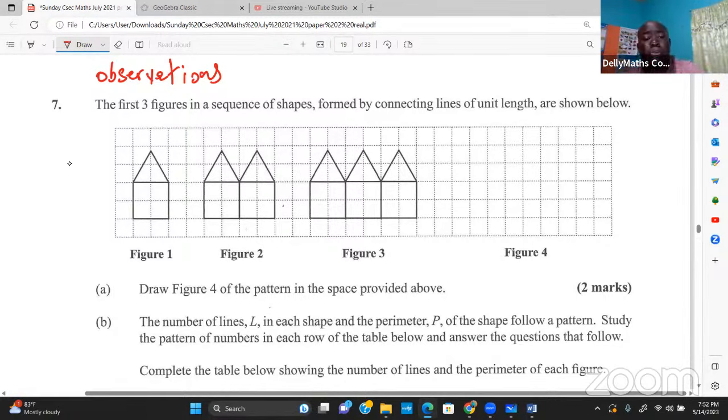Figure 1, figure 2, figure 3. You're seeing that. They want us to do figure 4. Please make sure that you're doing it properly. I'm going to do it freehand here. You're supposed to use your ruler, please, and do it properly. I'm doing it freehand, so I'm not going to be as neat. So with my freehand, I'm going to create 4, because you're seeing 1 for 1, 2 for 2, 3 for 3. So I'm going to do 4.